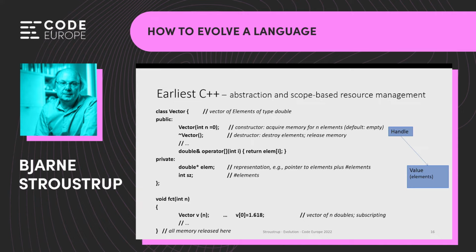Okay, I'll try and carry on, but see, we create a vector, we use it, and at the end of the scope, everything is released. In this case, for the vector, it's just the memory you allocated in the constructor, and the destructor does that. That's the key thing in C++. It came in the first 2 weeks of development.